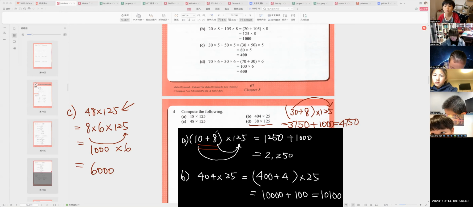Wait, do we do A, B, C, and D? Yes, I just want you to redo it yourself, okay? Redo it yourself, writing it out step by step like the teacher did.